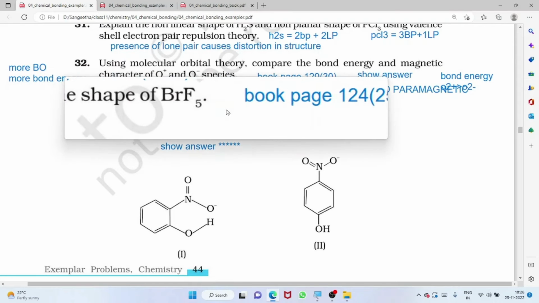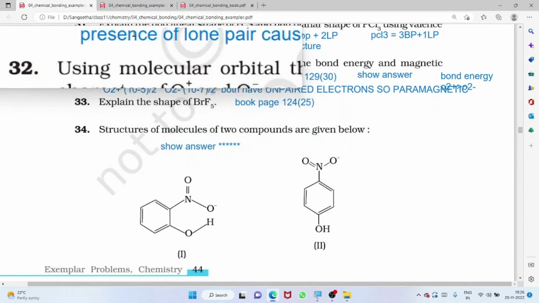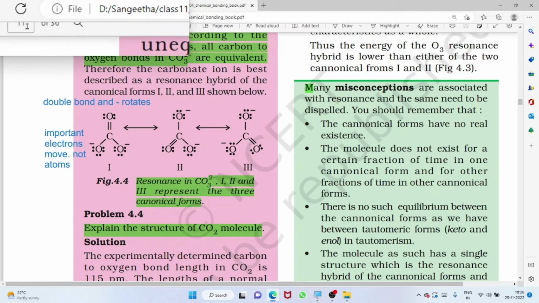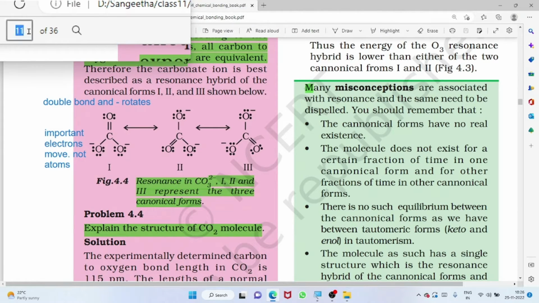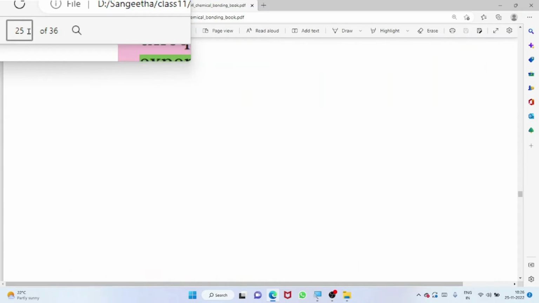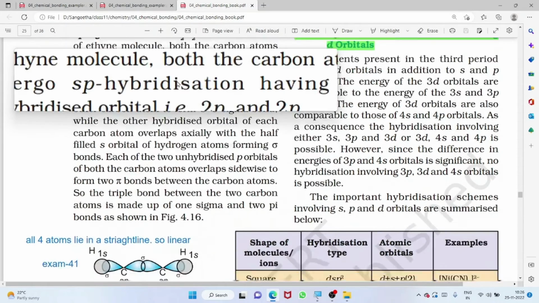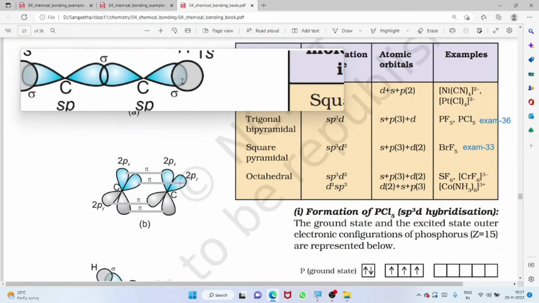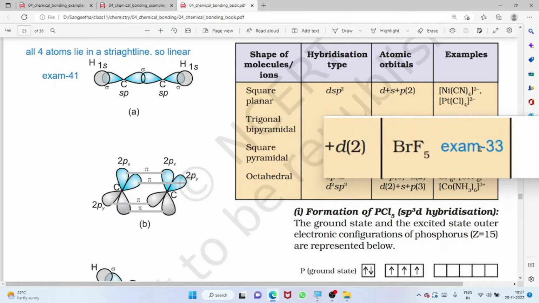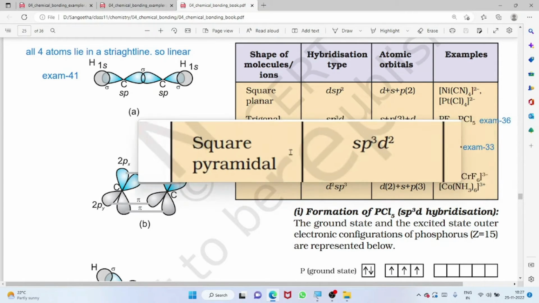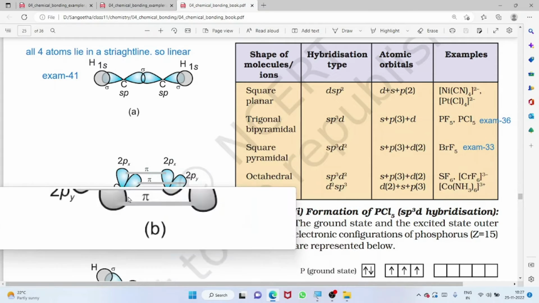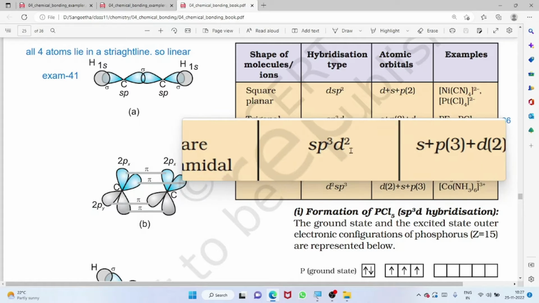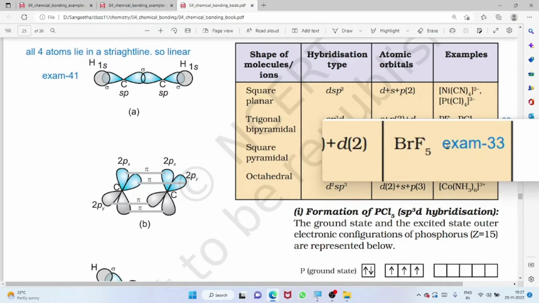Explain the shape of XeF2. See, this is the example, and this is the shape. You can go through the book for the molecular shape and hybridization details.